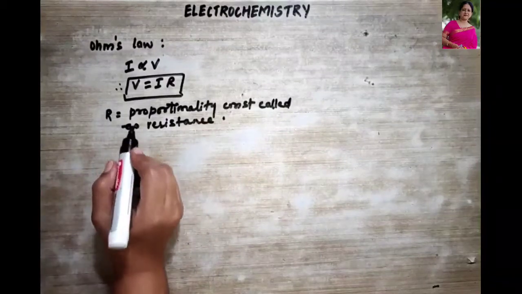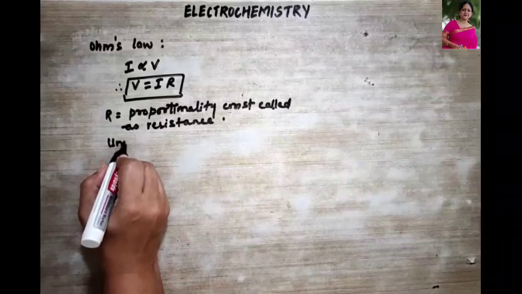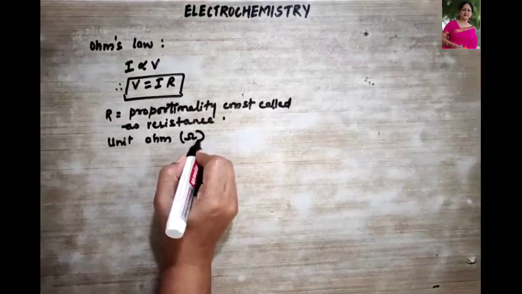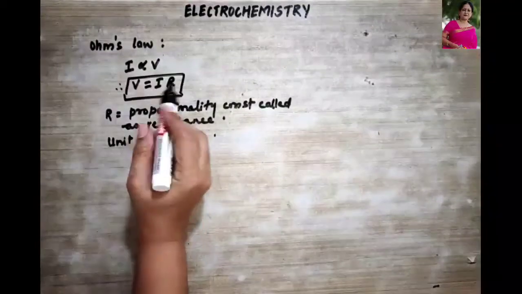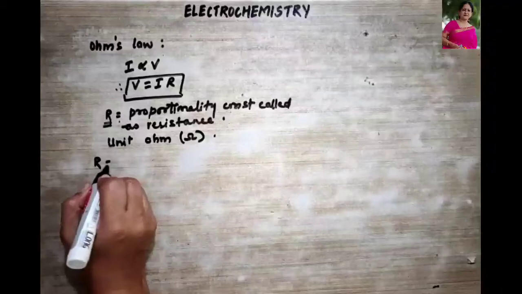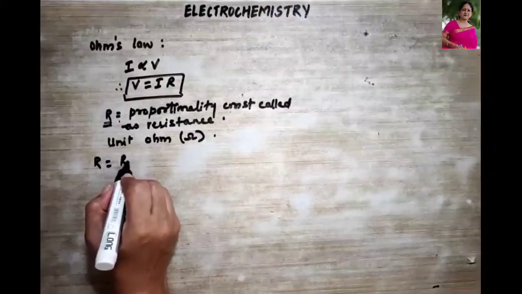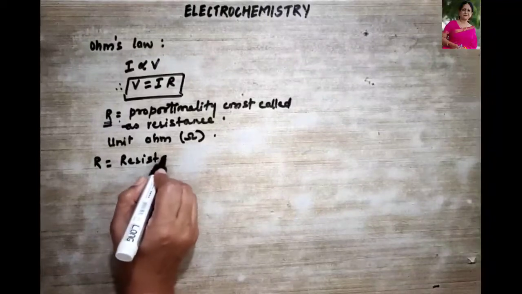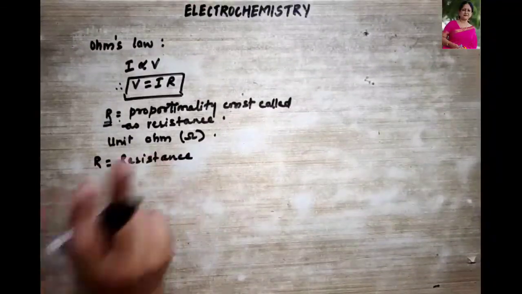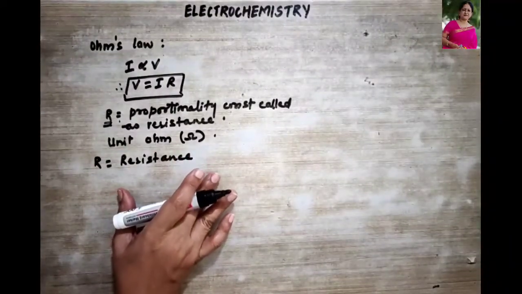Now what is the unit of this? Unit is ohm. Now let us further discuss what is R. R, as I told you, is resistance. How can we define resistance? It is defined as the hindrance that is produced by the conductor in the passage of current.